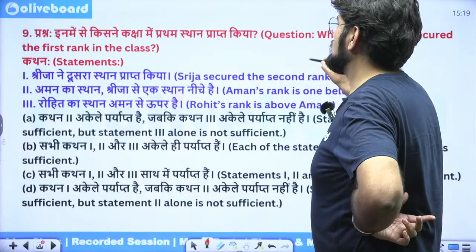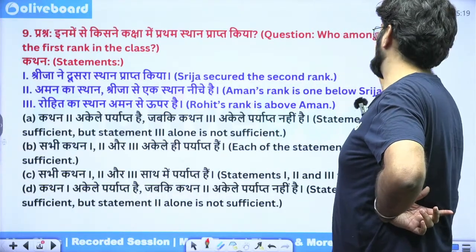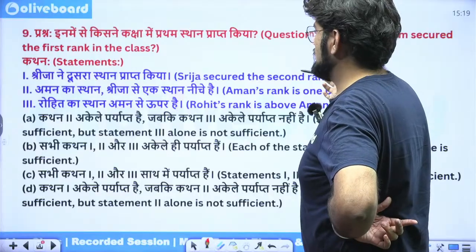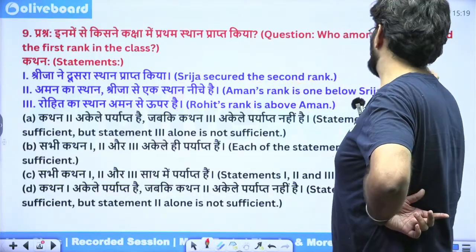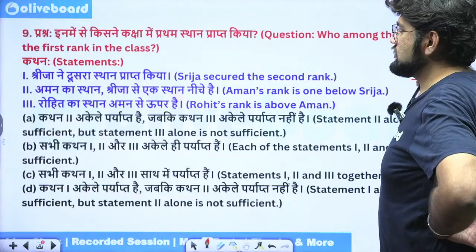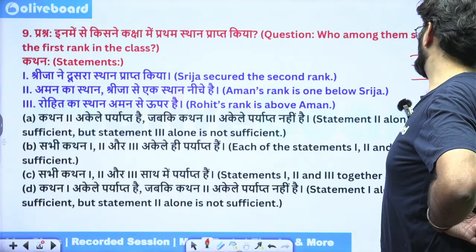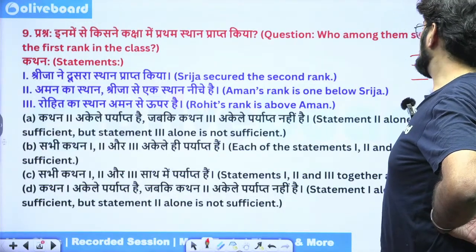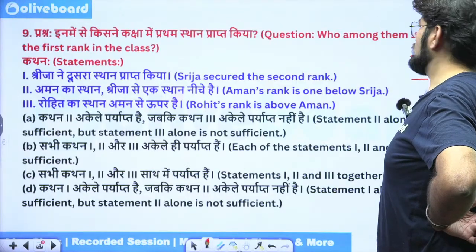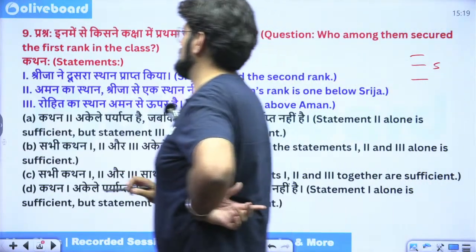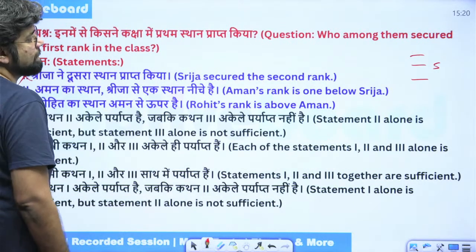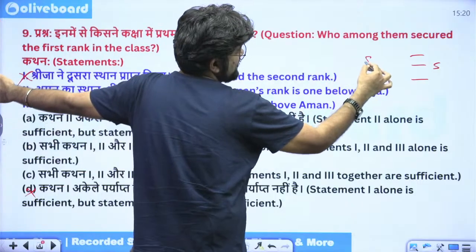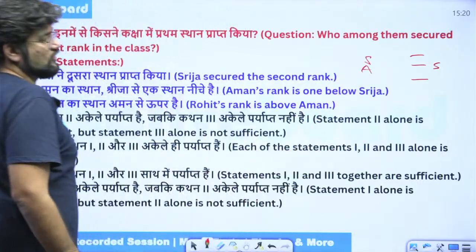So who secured the first rank in the class? Shrija secured the second rank. How many people are there? If you read the options, the sentences, Shrija, Aman, Rohit. So there are 3 people. The first one is saying Shrija secured the second rank. Is that helping us? No. Obviously not. Who secured the first rank? We cannot find out from 1 alone. So option D is gone. Now they say 2 alone. So Aman's rank is 1 below Shrija. This is also not sufficient.